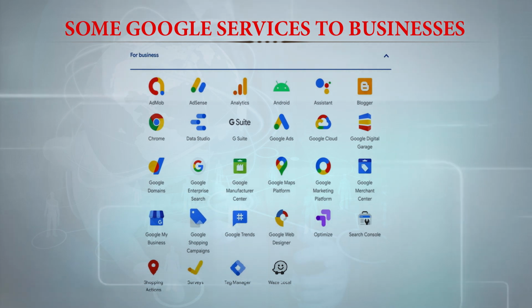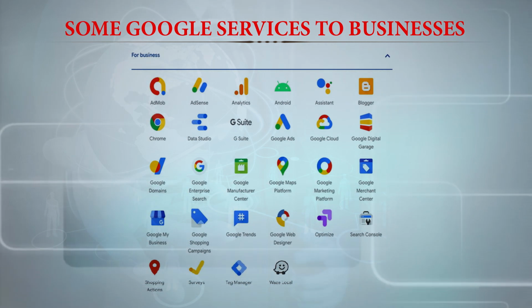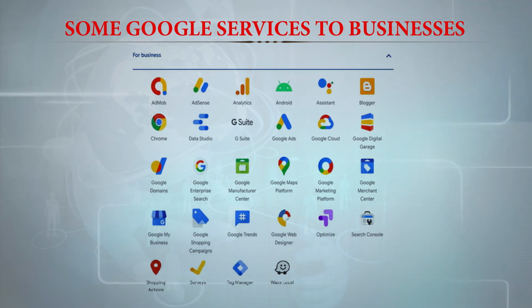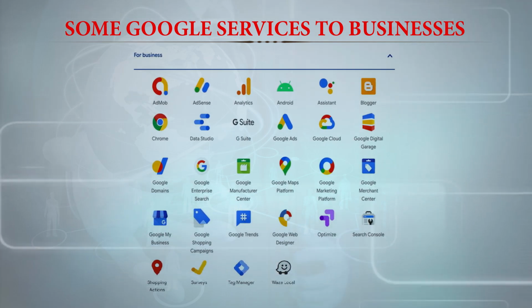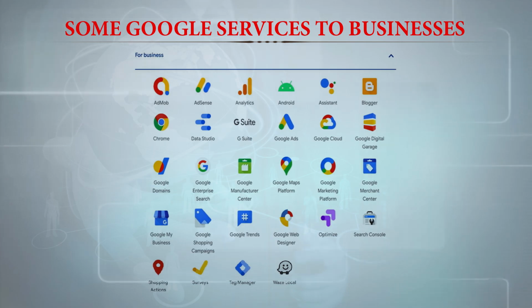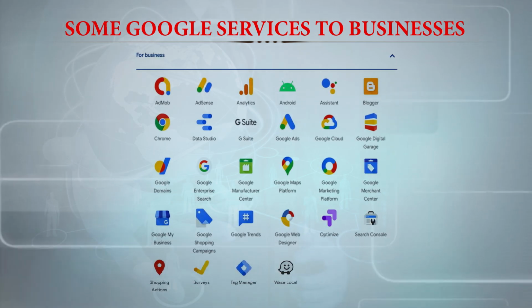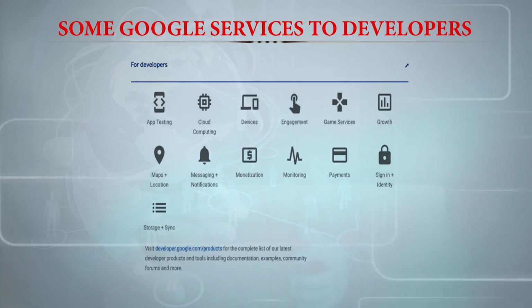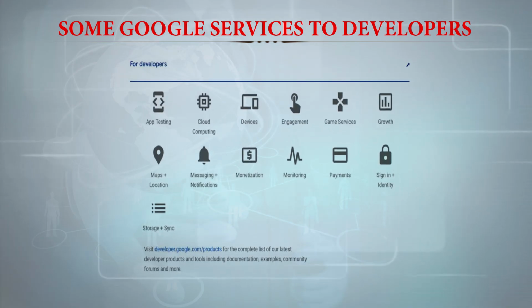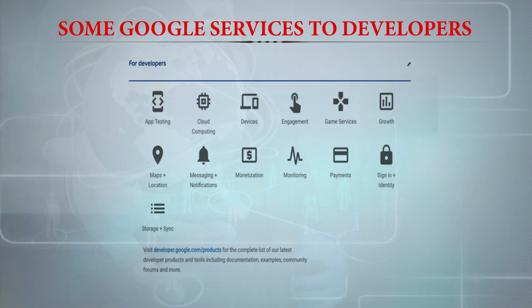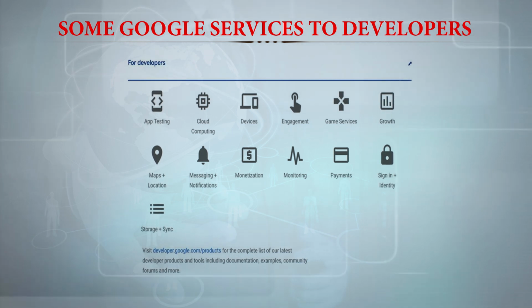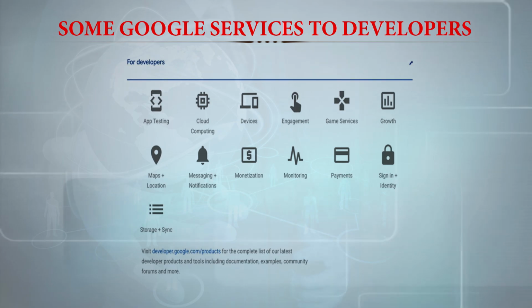Apart from that, there are some more products like Shopping Actions, then we have Surveys, then Tag Manager, then Waze Local. These are also products that are very useful for businesses. Then there are some Google products for even developers. Some of the products are like app testing. One can test their apps using the Google tools. Then there are tools for cloud computing. Then there are tools for various devices.